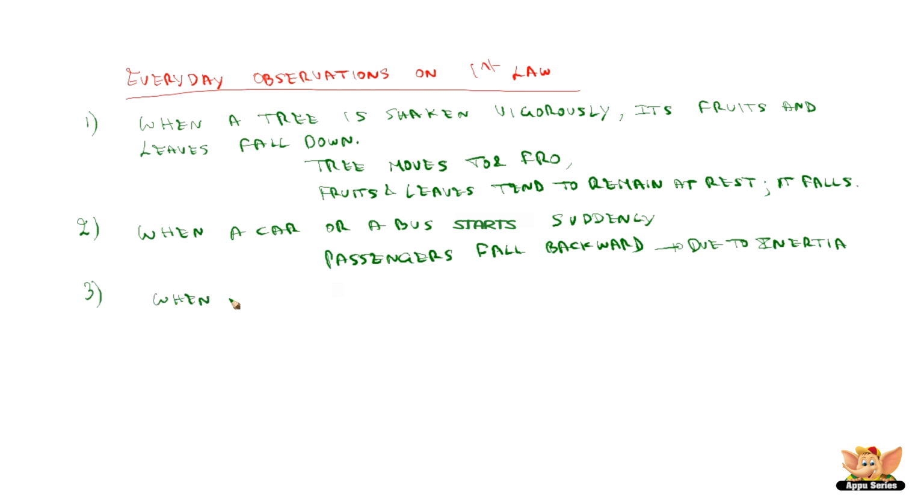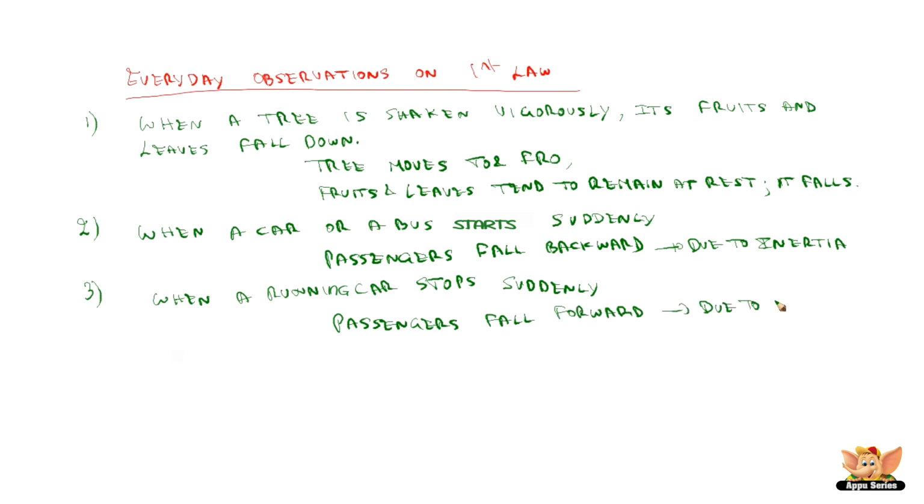When a running car stops, what happens? The car stops. But what happens to the passengers? They are still in a state of motion, so they fall forward. Again, due to inertia. These are all the daily, everyday observations that we see in our lives.